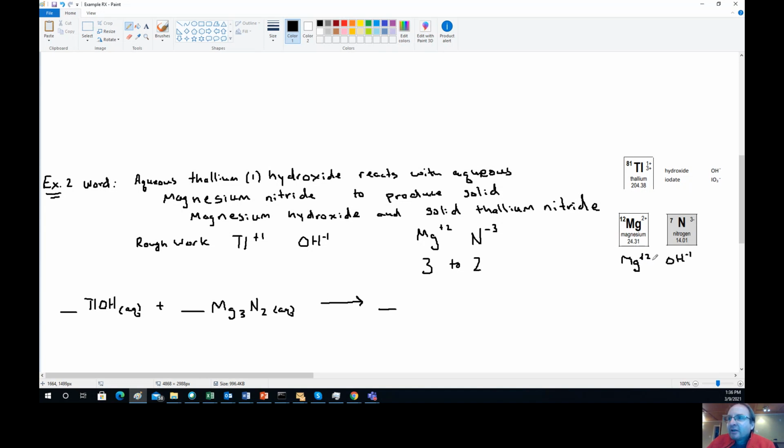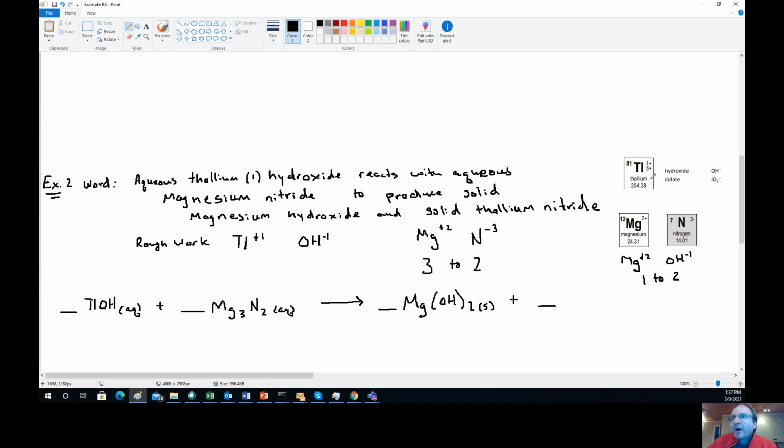Mg is +2, OH is -1. It's going to be 1 to 2. Okay, so that's going to be Mg bracket hydroxide, but I need 2 of them. And I guess, yeah, it forms a solid. Okay, super cool. And this stuff, thallium nitride, so thallium and nitrogen.